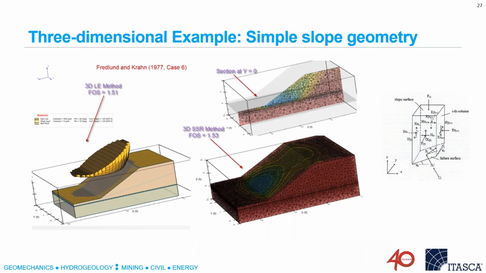And of course, this has been extended into 3 dimensions now, following the same kind of logic, but obviously much more complex. And here's just an example of comparing on the left here a 3-dimensional slope limit equilibrium result, and the equivalent model in this case using a finite element model using the shear strength reduction method. And again, for this simple slope, very similar safety factors, 1.51 and 1.53.